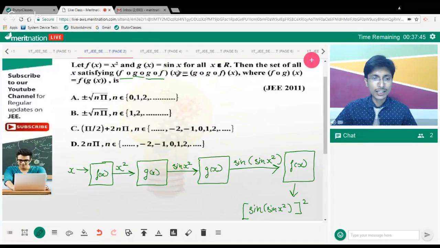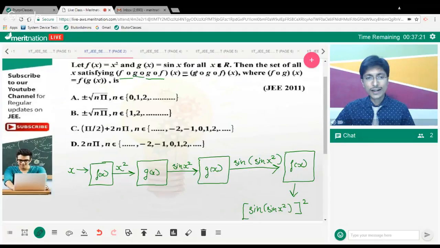I'm repeating it again. I'm taking x as the input. So f(x) is the output, x square comes, then x square goes as the input in g(x). So that becomes sine x square. Then again it goes into g(x), so again it becomes sine of sine x square. And then again it goes into f. So it becomes sine of sine x square whole square.